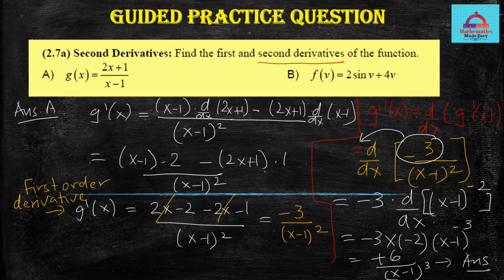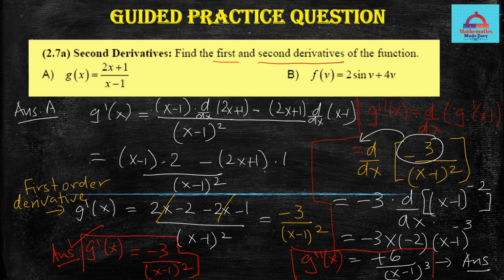So let me highlight the final things for you. We have got our g prime of x, the first derivative, as negative 3 over (x minus 1) square. That's one part of your answer which works for the first derivative, and you have got your second derivative g double prime of x as plus 6 divided by (x minus 1) whole cube. So that completes the A part.